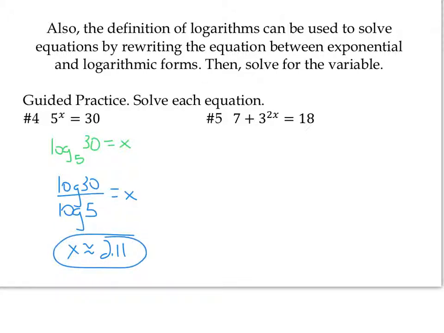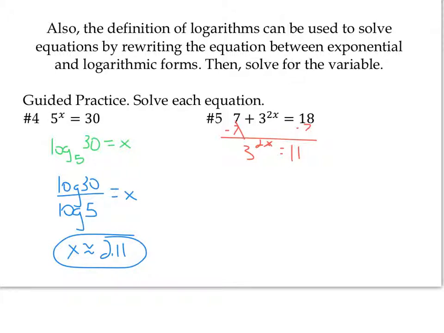In the next example, we need to get that 3 to the 2x by itself first before we start reading something as a logarithm. We just need to have a number to a power. So our first step actually in this problem is going to be to subtract the 7 on both sides. Okay? And that'll give us 3 to the 2x equals 11.